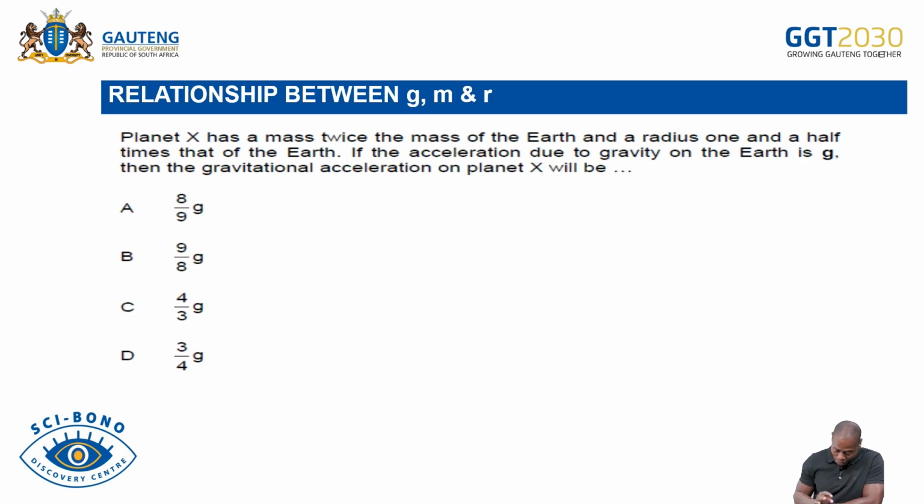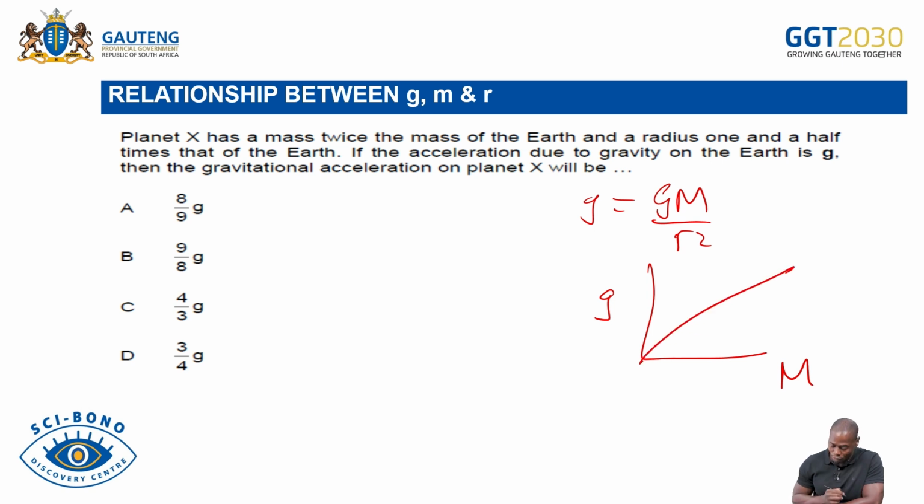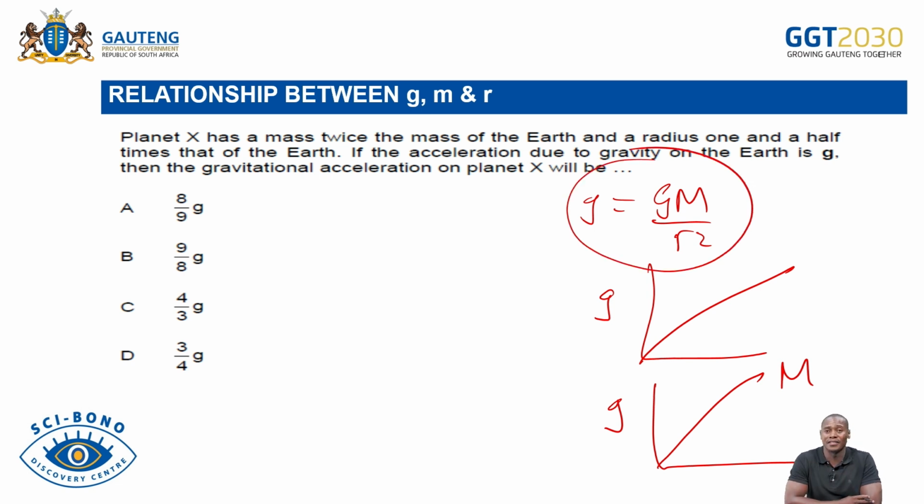Then we can even talk about the relationship in g equals GM over r squared. The relationship between g and mass of the planet is directly proportional. Between g and the inverse of the radius squared, the relationship is also directly proportional. So we can talk about the relation from the equation itself.